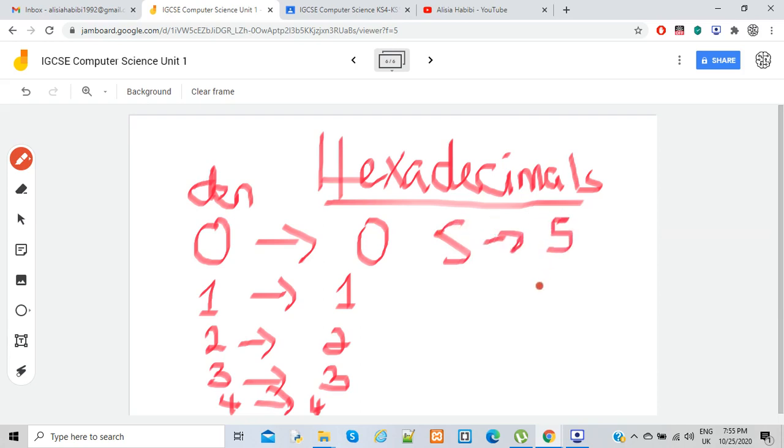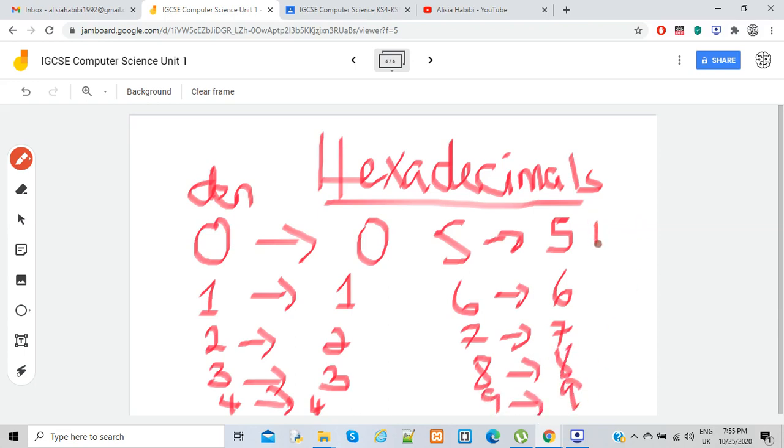So it keeps going until you get to 9. 6 is represented as a 6 in hexadecimal. 7 is represented as a 7 in hexadecimal. 8 is represented as an 8 in hexadecimal, and then 9 is represented as 9 in hexadecimal. However, when you get to 10, it's now changed. So 10 is not represented as 10 in hexadecimal, but rather it is represented as A, alphabet letter A. 11 is represented as a B.